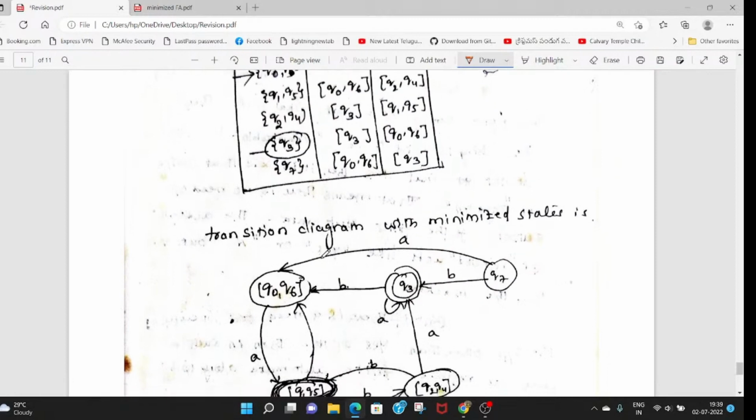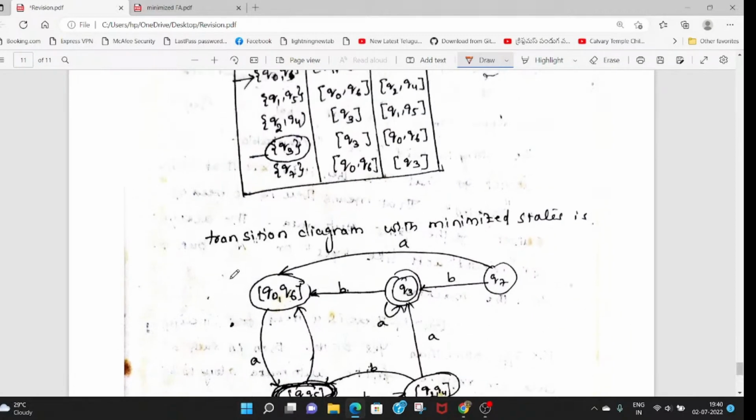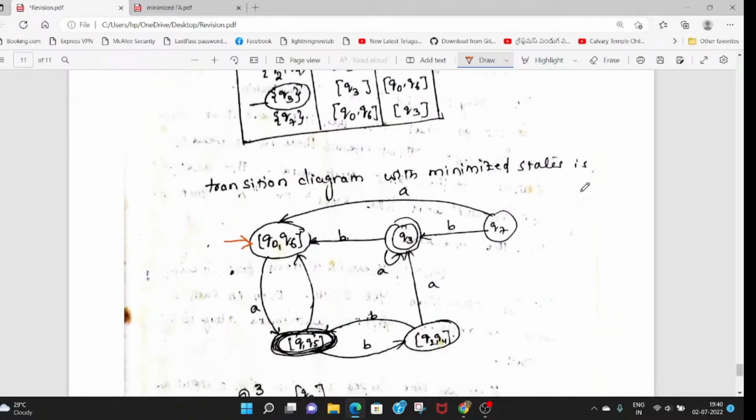Now for the same transition table, you are going to draw a transition diagram. Here the state including Q0 will be the initial state, and Q3 will be a final state, as given in your finite state machine itself. So now you can make Q3 the final state. So this is the equivalent minimized DFA for the given DFA.